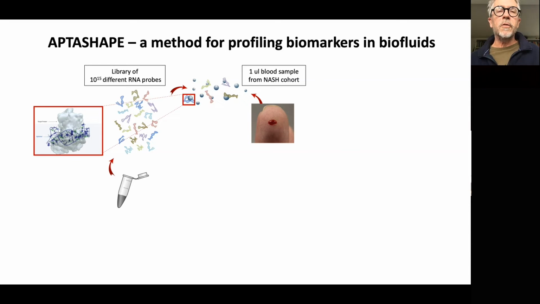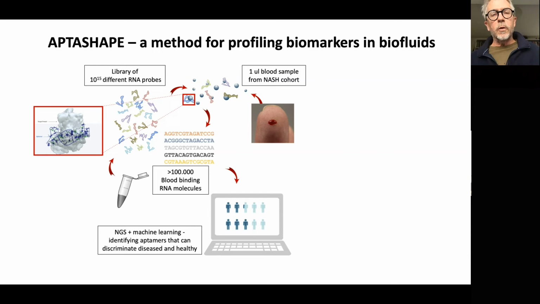And in a little, you can see here how it works. So the RNA will fold up in a structure. Some of them, a very few of them, will fold up and actually interact with the proteins. And those are the ones that we recover. And a little bit simplified, I'm not going to go into the whole details. We can then sequence these bound RNA molecules and interpret them using machine learning programs. And we can get these molecules to recognize diseased patients from healthy and other conditions as well.